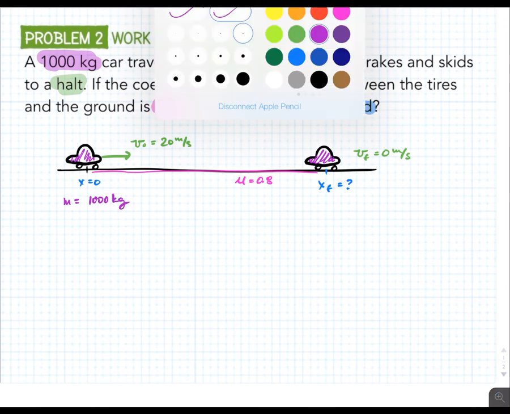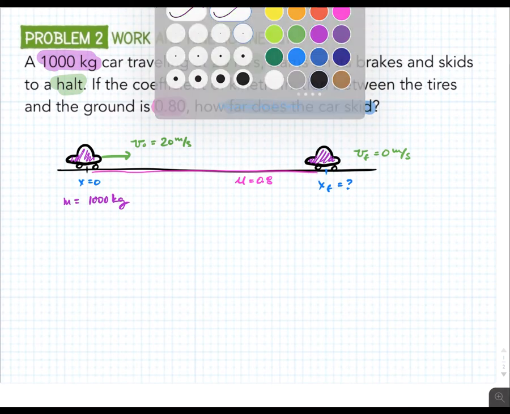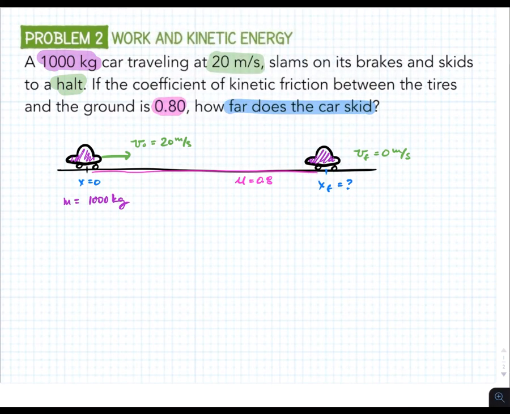To do this problem, we want to write what we know and what we don't know. We've already done most of this. We know V initial is equal to 20 meters per second. V final is equal to 0. We know that x initial is equal to 0, and we don't know what x final is. We know that the mass is 1,000 kilograms, and the coefficient of kinetic friction is 0.8.